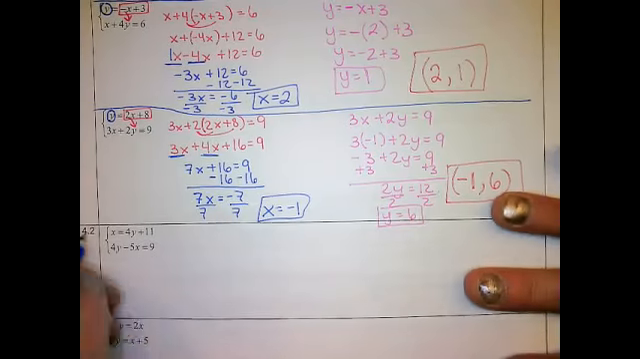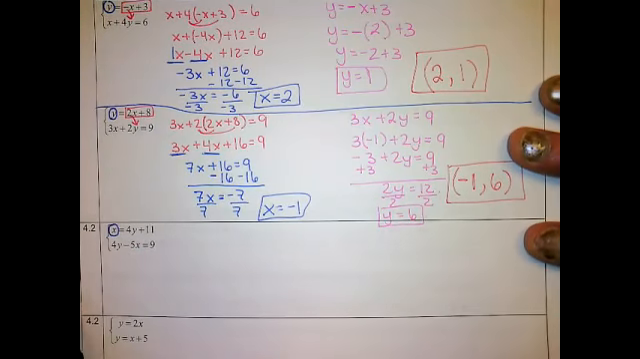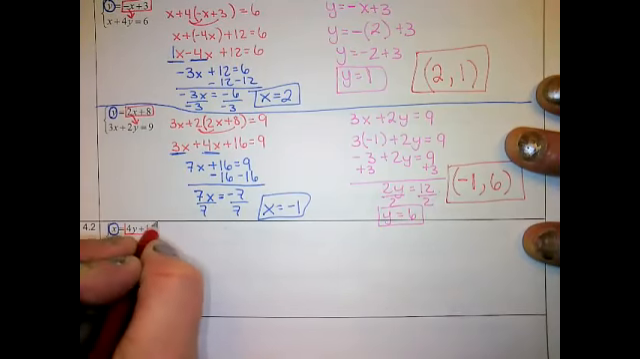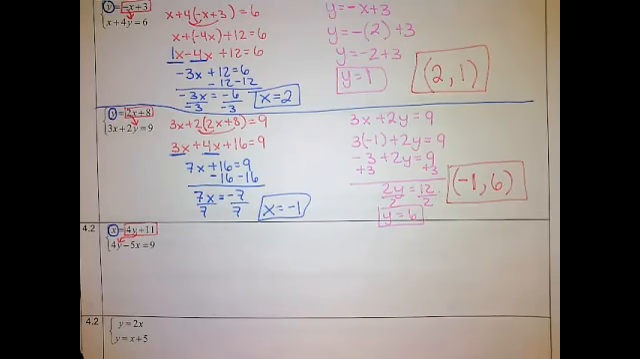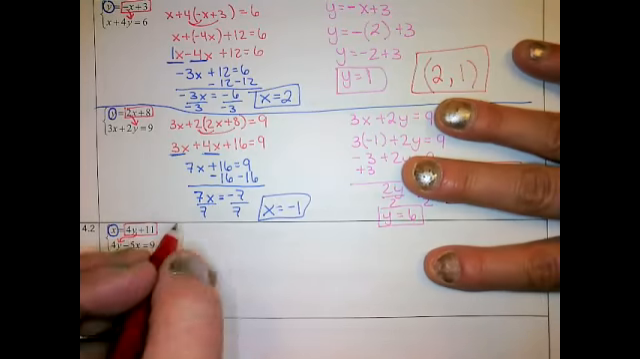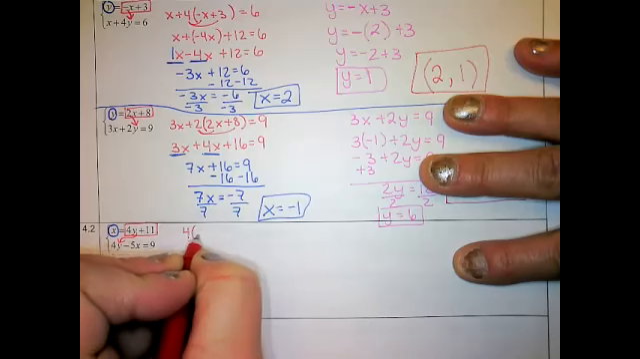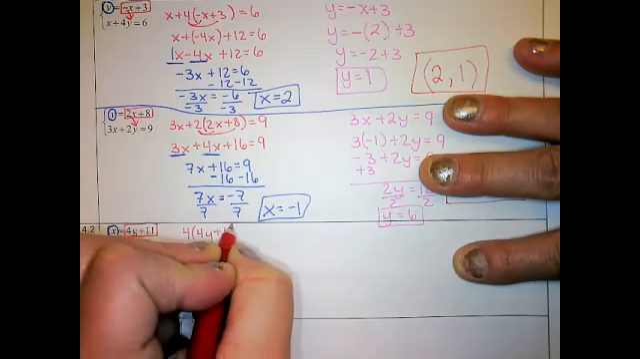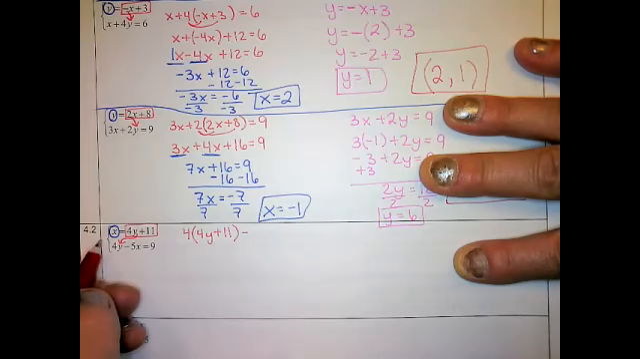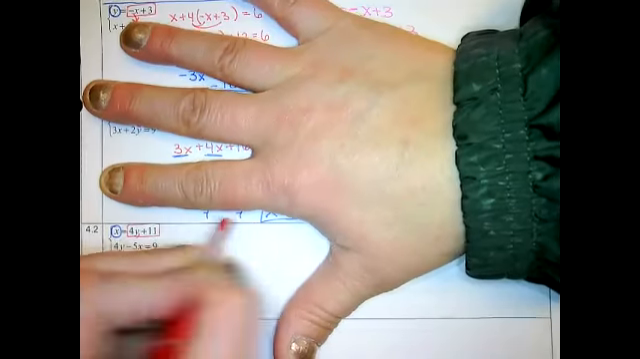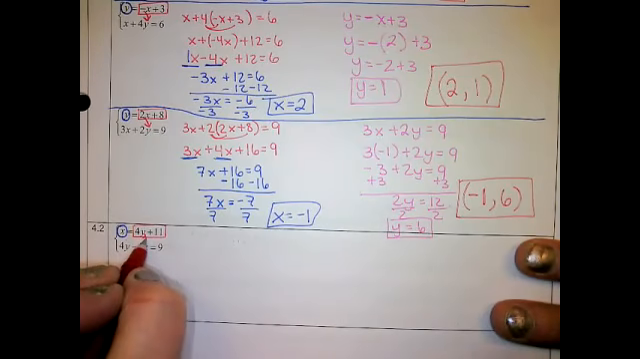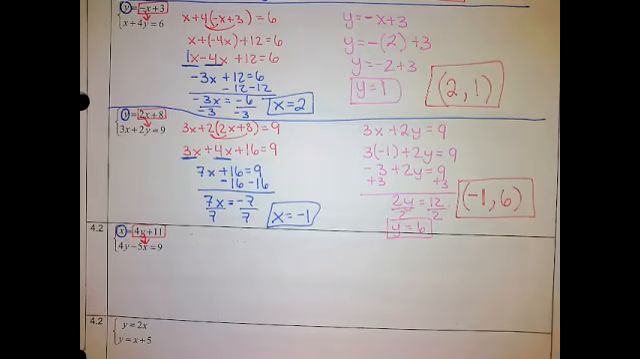Let's take a look at the next one. So I'm going to circle my value that's alone. It's an x. So now I know that x equals 4y plus 11. So anywhere I see a y in my other equation, I'm just going to put 4y plus 11. So I have 4 times 4y plus 11. Oh, I made a mistake there, didn't I? Anyone else catch that? That's my x value. So anywhere I see an x in my other equation, I'm going to put that value.